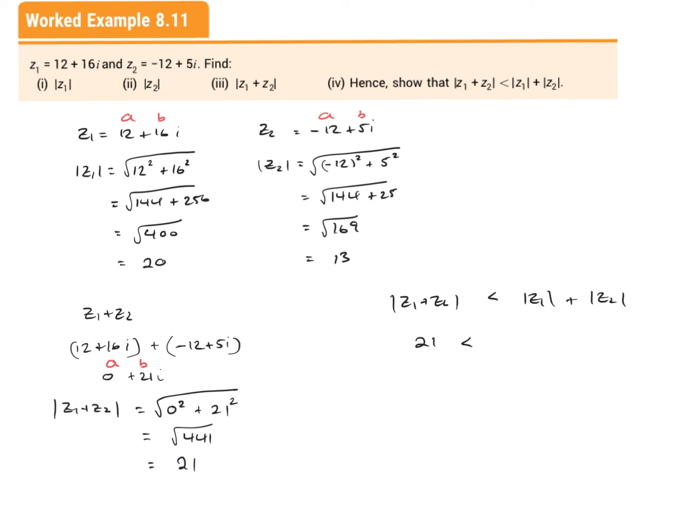Is less than the modulus of Z1. Well, the modulus of Z1 here is 20 because we worked that out earlier. That's 20 plus the modulus of Z2, which is here, which is 13. And if we tidy up the right hand side, we see that 21 is less than 20 plus 13, which is 33. That's correct. So we have now shown that that is true.